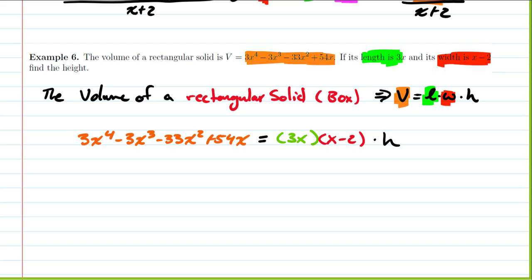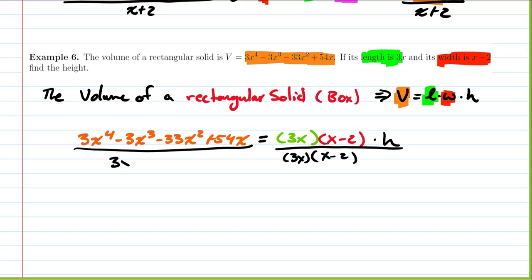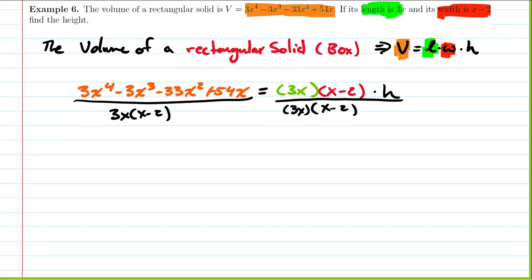So we need to solve this equation for h, right? So we can divide both sides by 3x and x minus 2. So that gives us our h that we're looking for. But now we may wish to factor this a little bit and see if we can reduce.